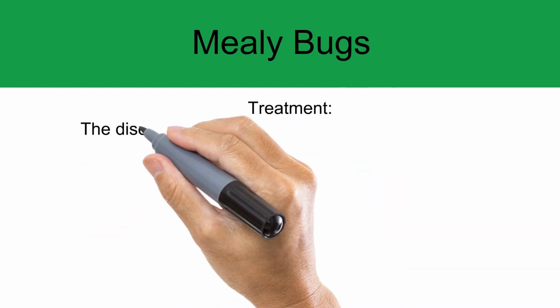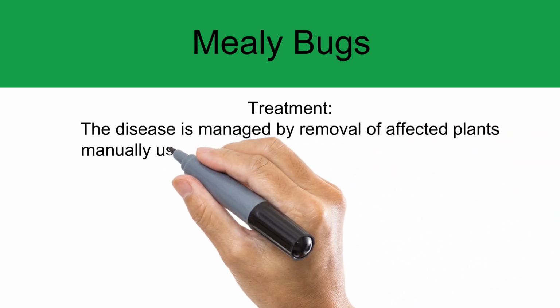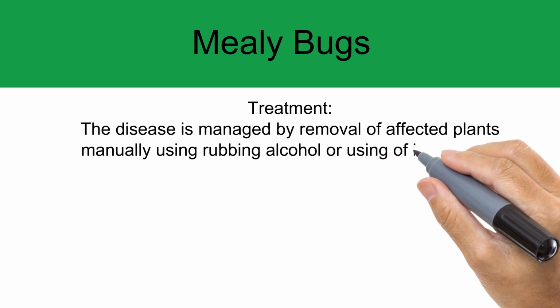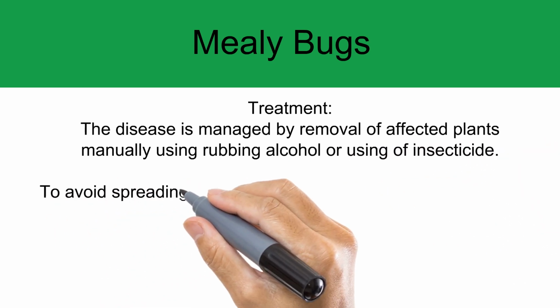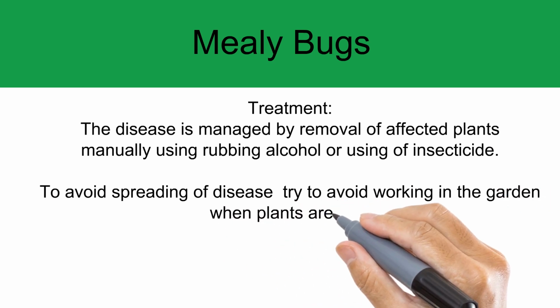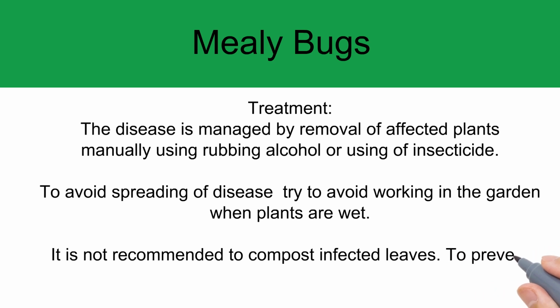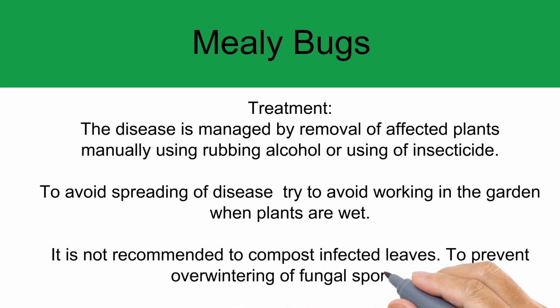Treatment. The disease is managed by removal of affected plants manually using rubbing alcohol or using insecticide. To avoid spreading of disease, try to avoid working in the garden when plants are wet. It is not recommended to compost infected leaves, to prevent overwintering of fungal spores.